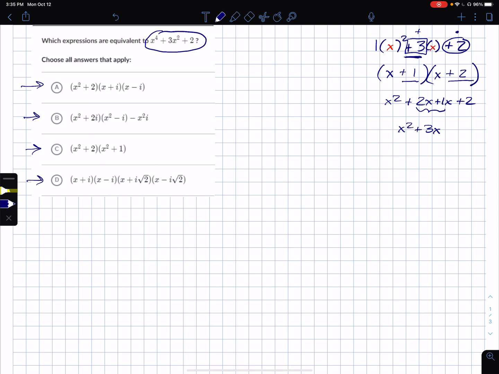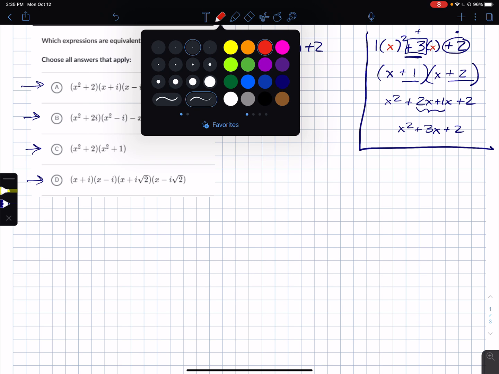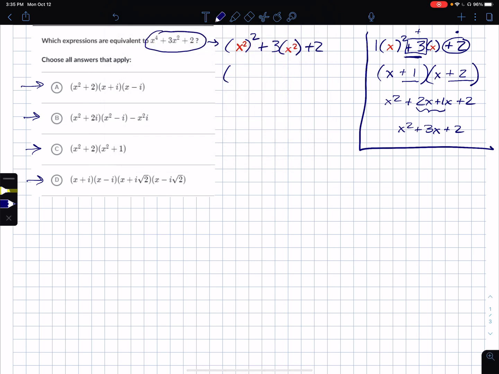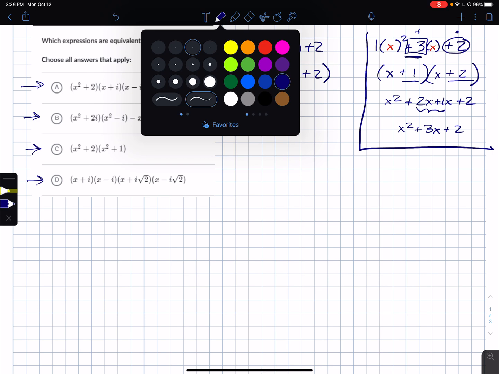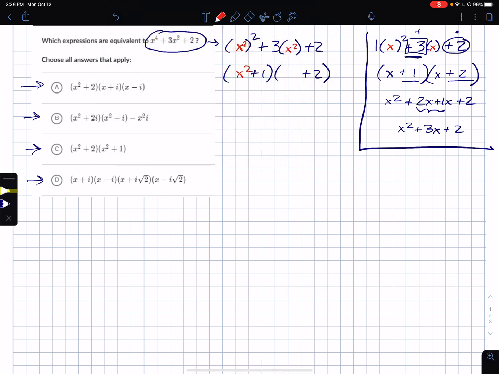So if we piggyback on this quadratic structure and view this fourth degree as stuff squared plus 3 times stuff plus 2, and inside, instead of just having x, our inner structure is x squared. This is pretty cool because we could utilize that thing we were comfortable with, and instead of having just x plus 1 and x plus 2, it's actually x squared plus 1 and x squared plus 2.